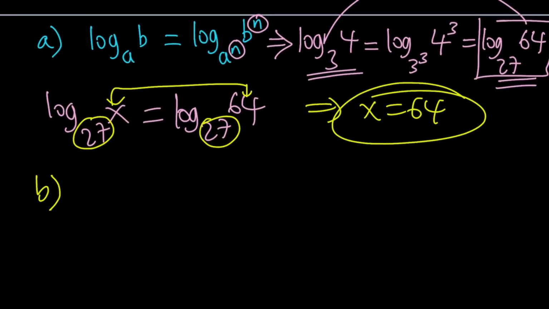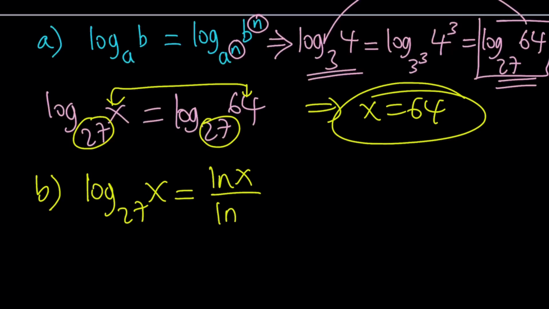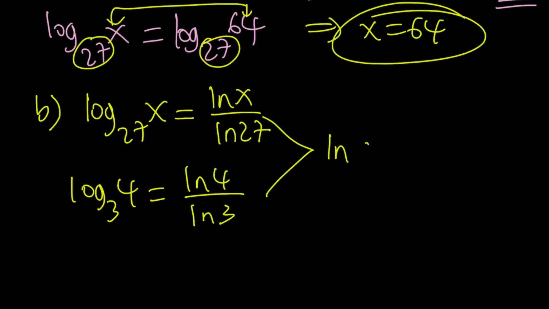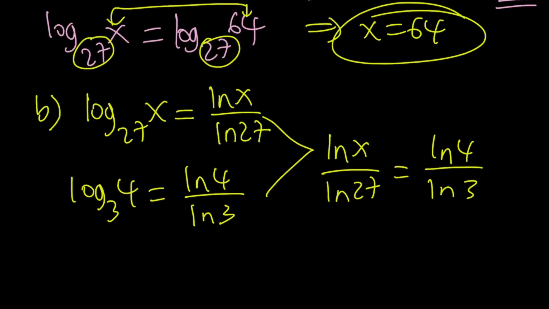1b. So we have log x with base 27. I'm going to use change of base. Let's go ahead and write it as ln x over ln 27. You can use any base, but I just wanted to convert it to this. And then we can do the same thing for log 4 with base 3, which can be written as ln 4 over ln 3. And guess what? These two things are equal. So let's go ahead and set them equal to each other. ln x over ln 27 is the same as ln 4 over ln 3. And now we're going to cross multiply.